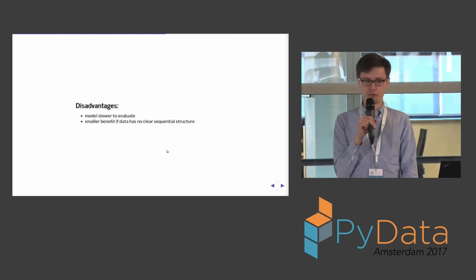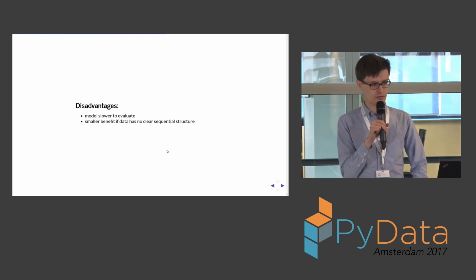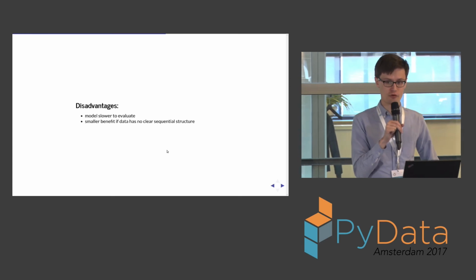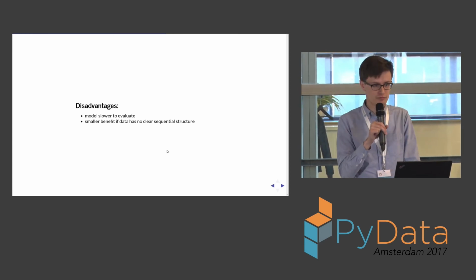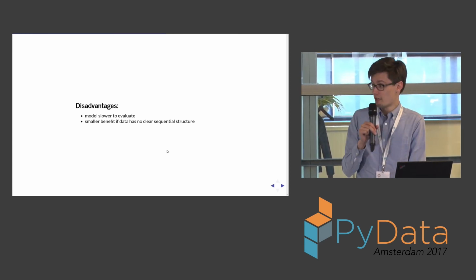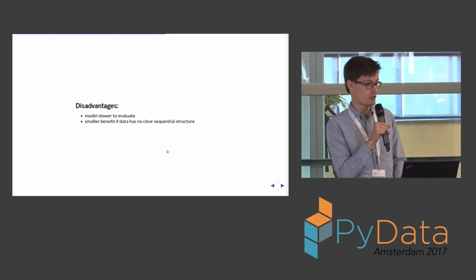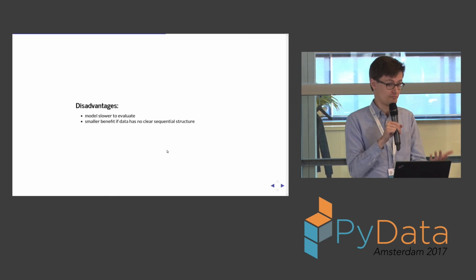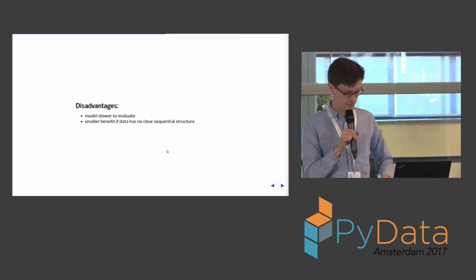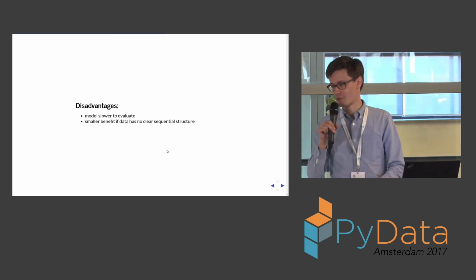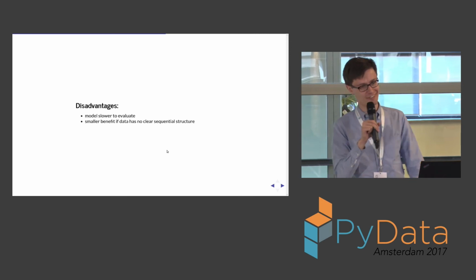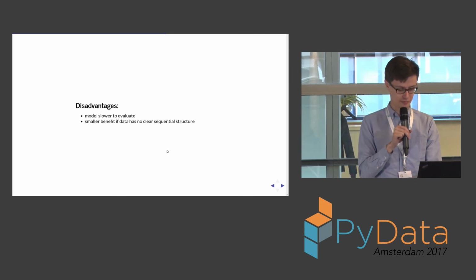Disadvantages: well, if you have a complicated model, it may be slower to evaluate. If your application is performance sensitive, that may not be feasible. Another thing is, is it actually worth paying the cost? If your data has no clear sequential structure, then there's really no use of doing so. And I guess that's why we're using the MovieLens dataset. We'll see if the sequential structure there is important.